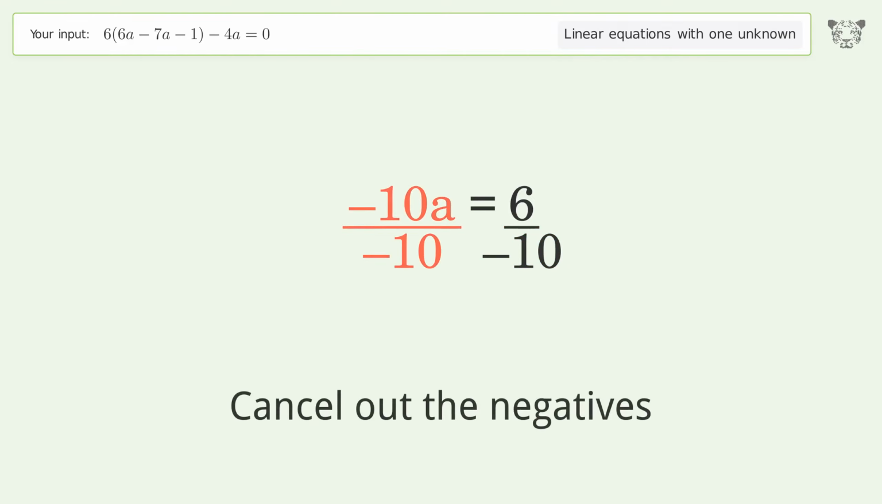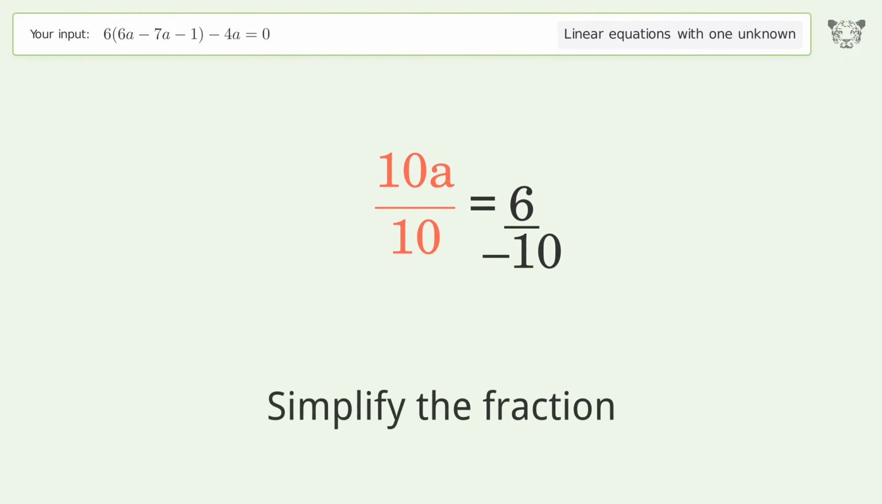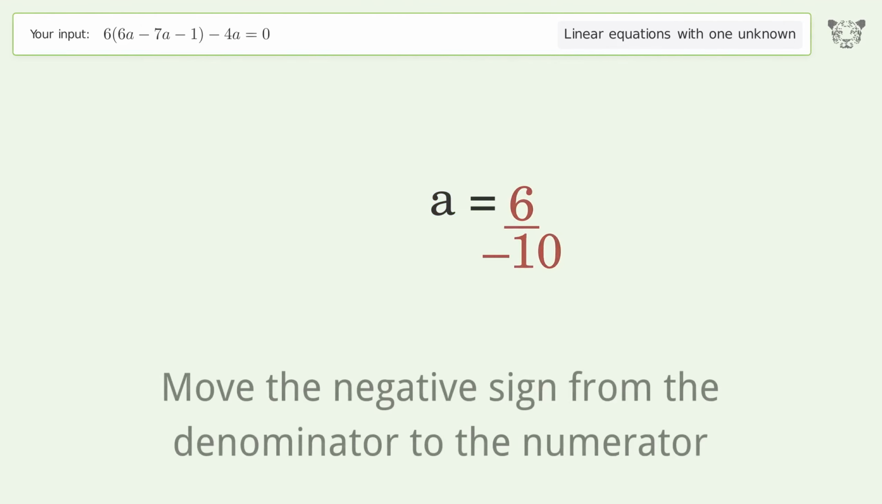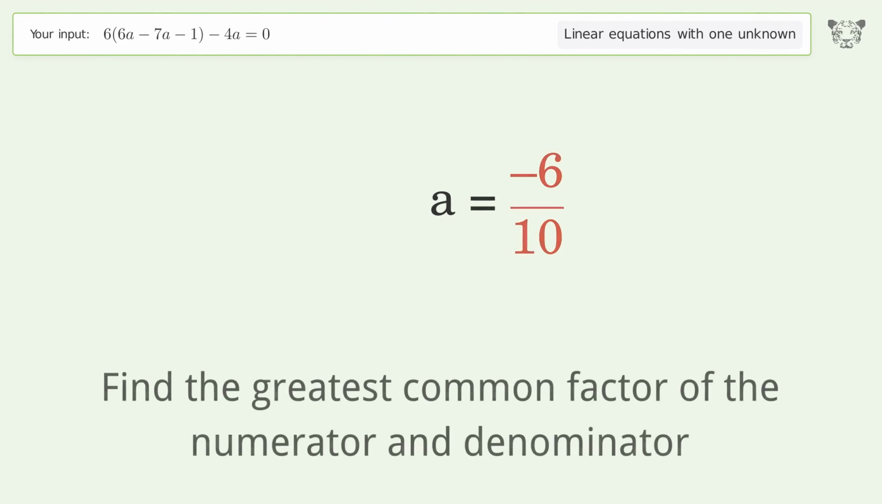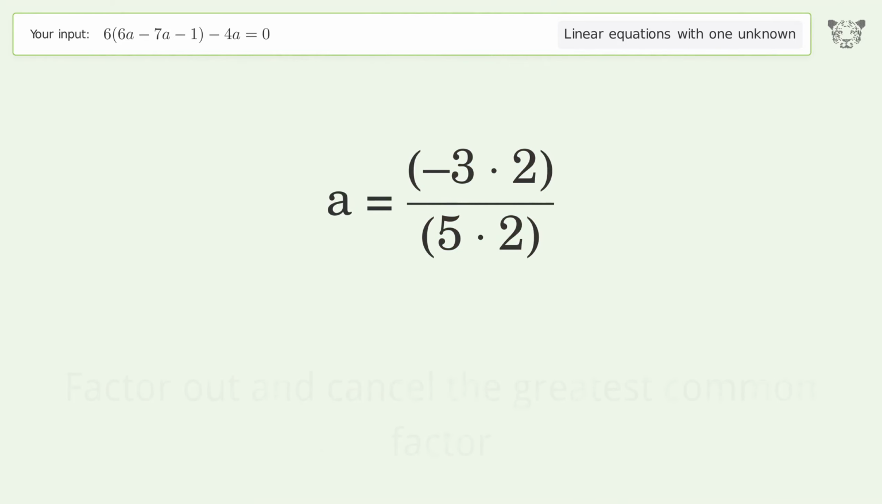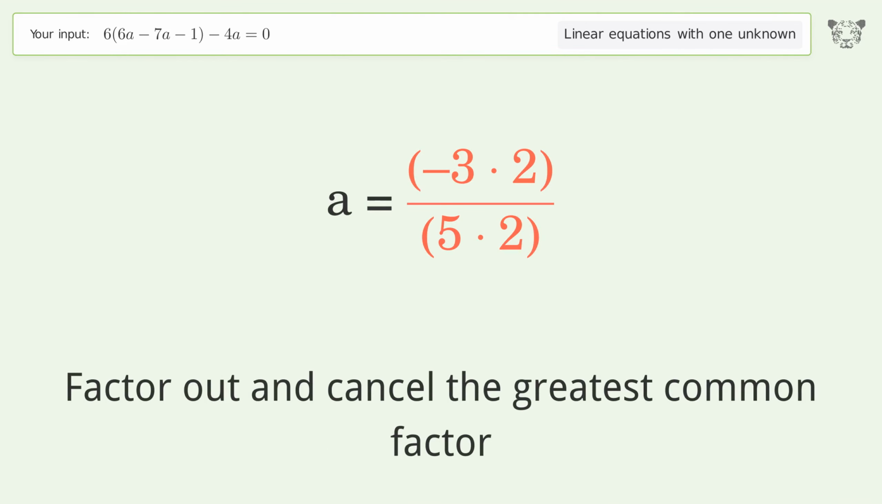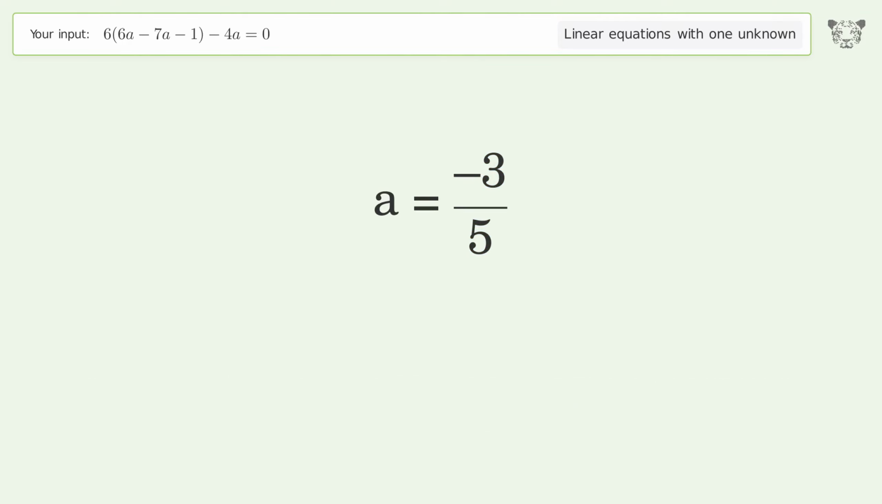Cancel out the negatives. Simplify the fraction. Move the negative sign from the denominator to the numerator. Find the greatest common factor of the numerator and denominator. Factor out and cancel the greatest common factor. And so the final result is a equals -3/5.